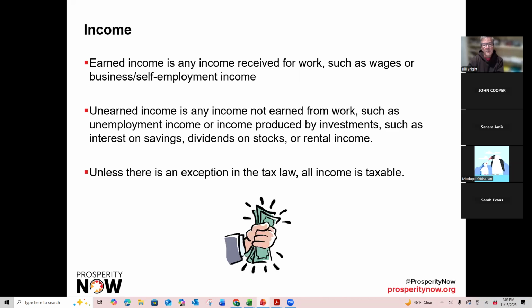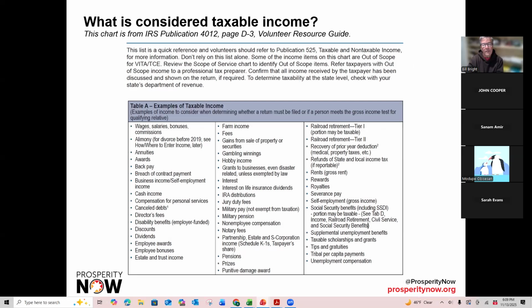Earned income is any income received from work, such as wages or self-employment income. Unearned income is any income not earned from work, which would be things like interest, any income from investments, interest on savings, dividends, capital gains, or rental income. Unless there is an exception, all income is taxable. It certainly is reportable.